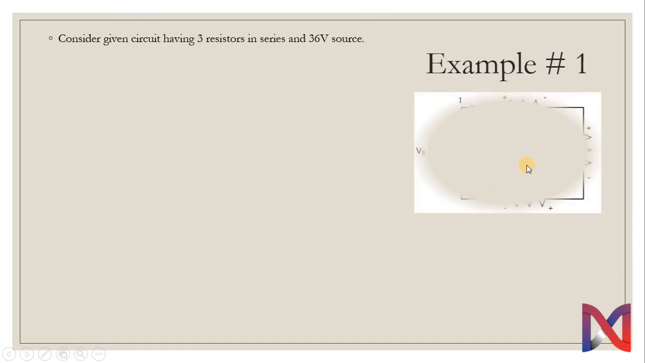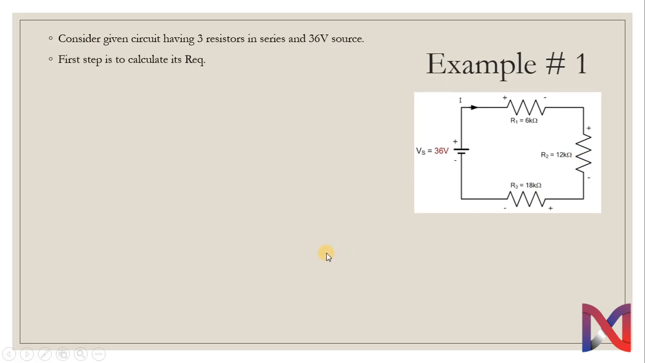Consider the given circuit having 3 resistors connected in series. Here we have a voltage source of 36 volts, first resistor of 6 kilo ohm, second resistor of 12 kilo ohm, and third resistor of 18 kilo ohm. Now what was the first step? The first step was to calculate the R equivalent of the entire circuit. So how can we calculate R equivalent? It's very easy. The resistors are connected in series, so we will add them up: 6 kilo ohm plus 12 kilo ohm plus 18 kilo ohm. The R equivalent of the circuit is 36 kilo ohm.